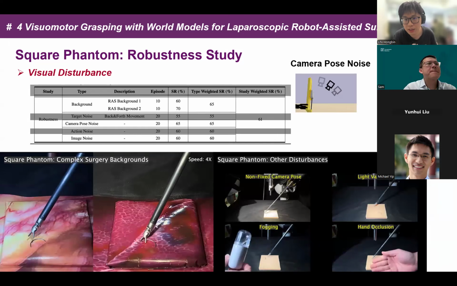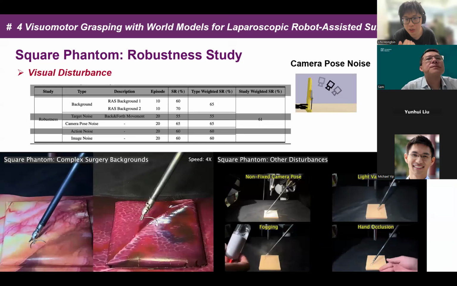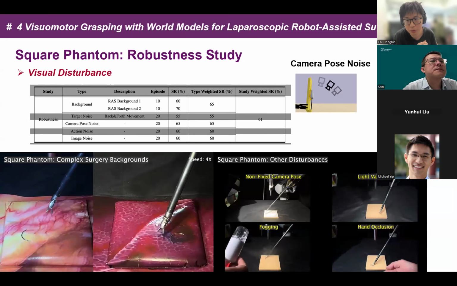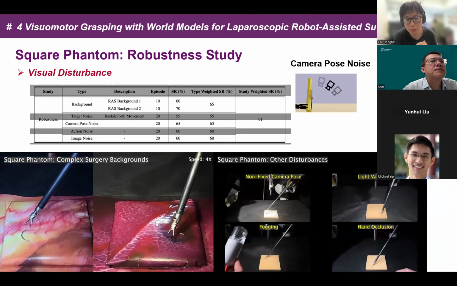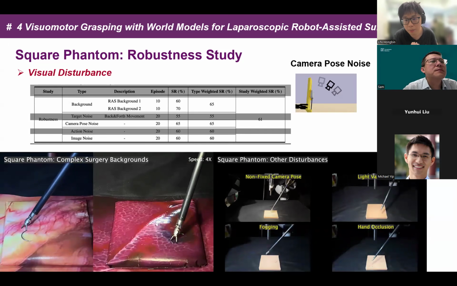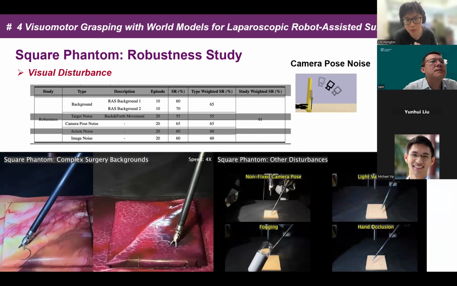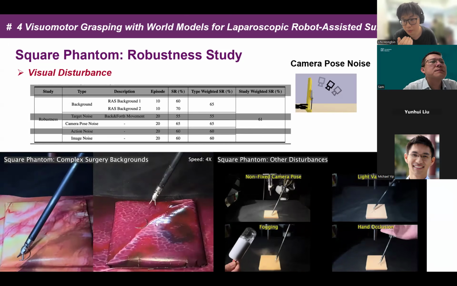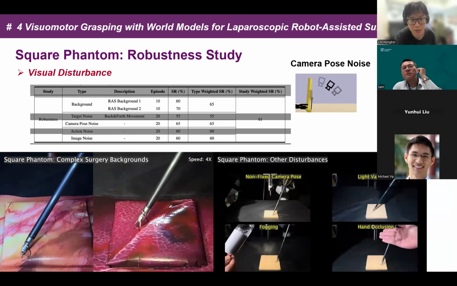In the robustness study, we conduct a study on visual disturbance. The square phantom is wrapped by 2 printed papers to simulate the RAS background. We also apply camera pose noise and image noise for the disturbance. The visual disturbance only experiences a minor degradation of 10% of success rate.